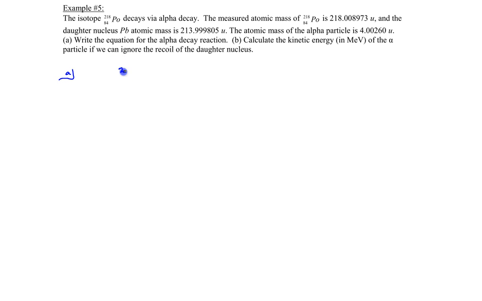We have polonium 218 that decays to the daughter of lead, and that would be 214 rounded. And we need to know the atomic number of that, and that would be 82, because we know that we have an alpha particle that is emitted, and this must be 4 and 2 for a helium particle. And so 214 plus 4 add up to 218, and 82 plus 2 add up to 84. And so there's our reaction.